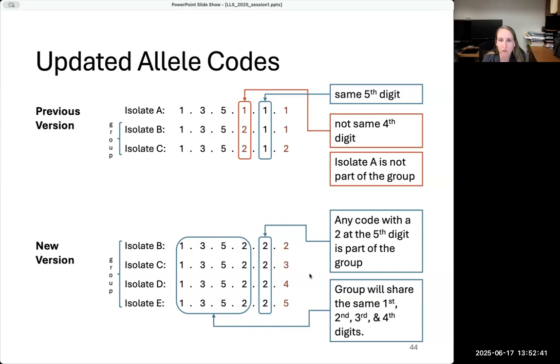But with the new version, because there's unique digits, any code with a 2 at the fifth digit is part of that group, right? So there would never be a one with a 1 there instead of a 2. So the group will share the same first, second, third, fourth digits along with the fifth. So that makes it a little clearer, and you don't have to look backwards as much. So if they share the same fifth digit, you don't need to double check that the same fourth digit or third digit or first digit.